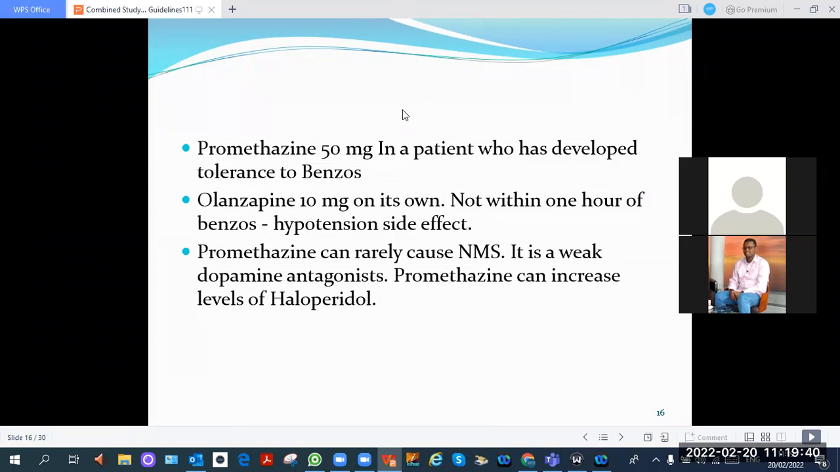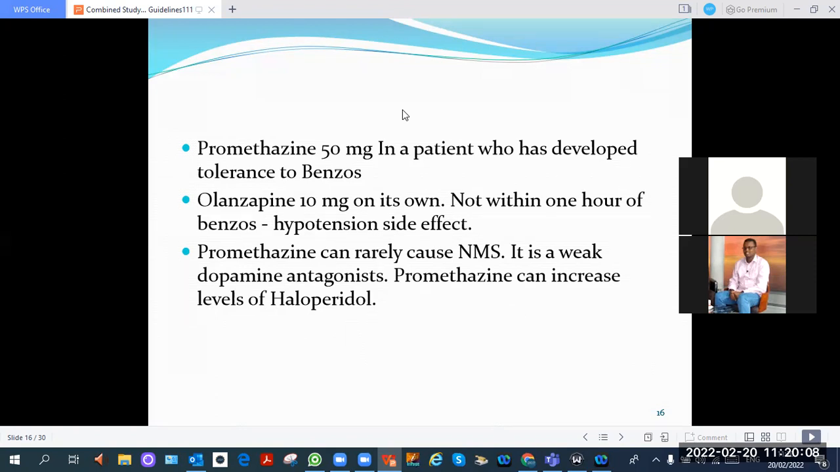So the only thing is not within 1 hour of benzos, and hypotension can be a side effect. Especially if you are using it with benzos, the patient may get respiratory depression. So be careful. And even in Pakistan, try to use the olanzapine orodispersible tablet in the first instance. If the patient takes it, well and good.